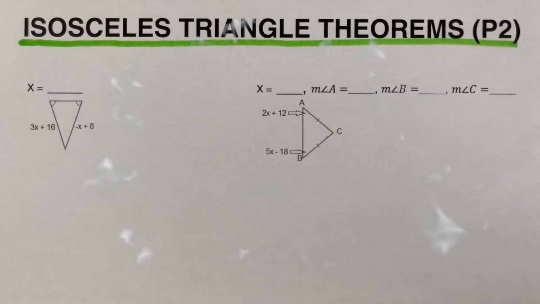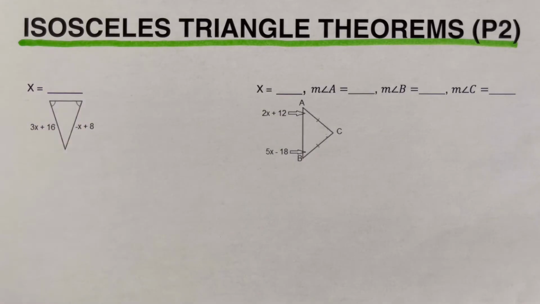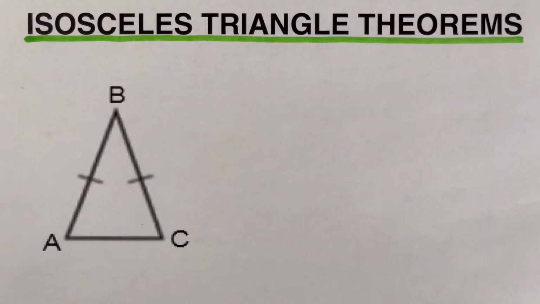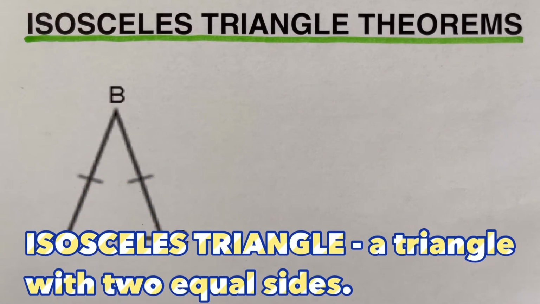Hello everyone. This video will focus on the isosceles triangle theorem, and this is the second part. Before we go over the examples we have right here, let's review the isosceles triangle theorem. We remember that an isosceles triangle is a triangle with two equal sides.